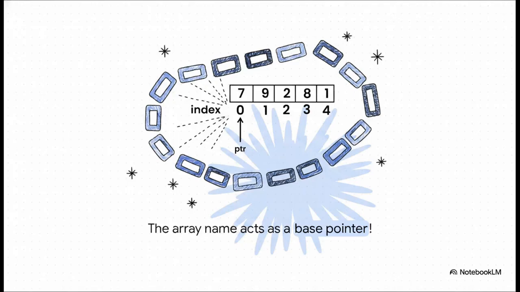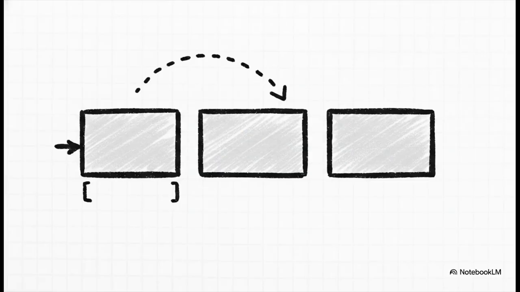And here is where things get really cool. In C, the actual name of the array itself essentially acts as a pointer to its first element. Literally, if you have an array named R, just using the word R by itself gives you the memory address of index 0. This is proof that arrays and pointers are just deeply, fundamentally connected to each other. Let's trace this little block of code line by line to see it in action.